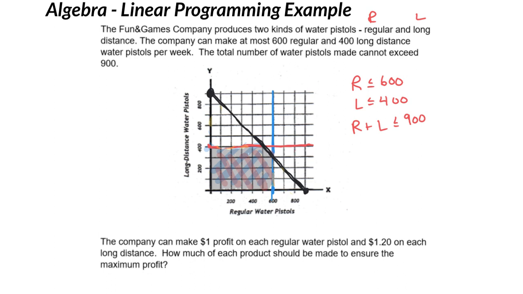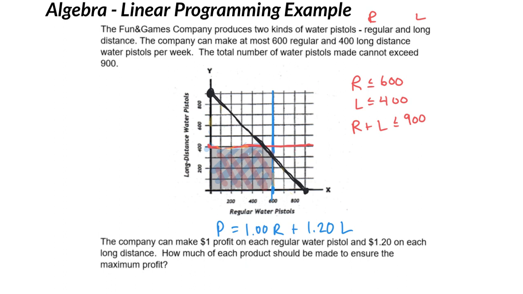Now, the company can make $1 profit on each regular pistol and $1.20 on each long distance. Let me write that down. Our profit equation is $1 for each regular and $1.20 for each long distance. And we want to maximize the profit. Now, maximizing always occurs at a vertice. Because if you think logically about this, why would we choose to make less than we're allowed to make if we're trying to maximize our profit? So it's not going to be in one of these interior points. It's always going to be where these lines intersect.